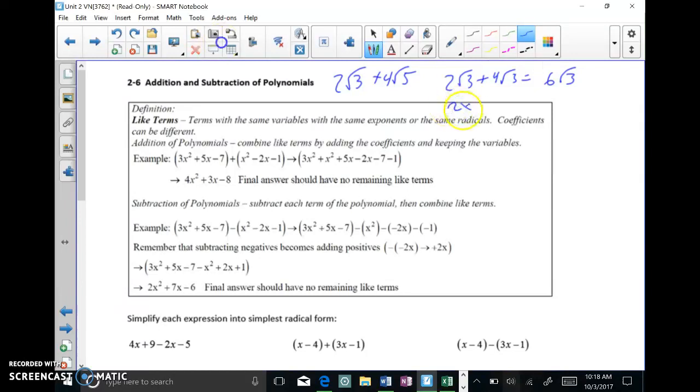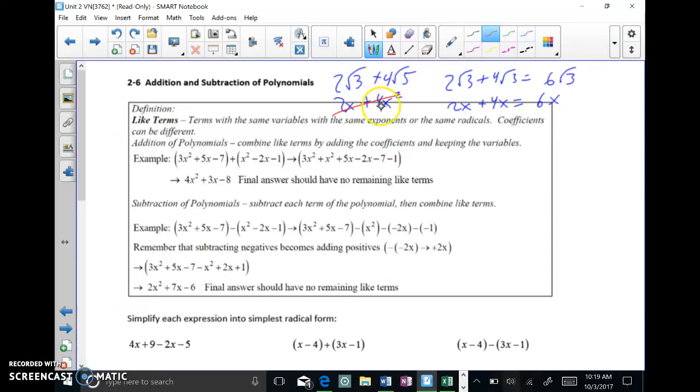If we had 2x plus 4x, you can make it 6x. You just add or subtract the coefficients depending on the operation. But they have to be like terms. Now, if you had something like 2x plus 4y, that wouldn't work. Or even 2x plus 4x squared, you cannot add these together because they're not like terms. Not only do they have to have the same variable, like they both have to have x, the variable has to have the same exponents.